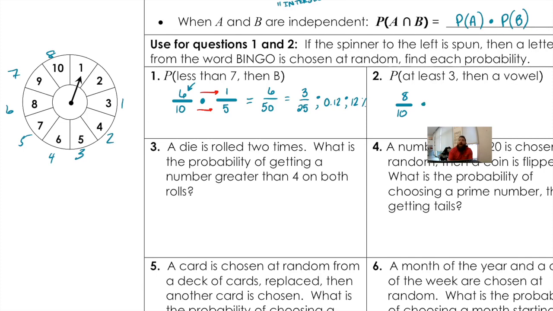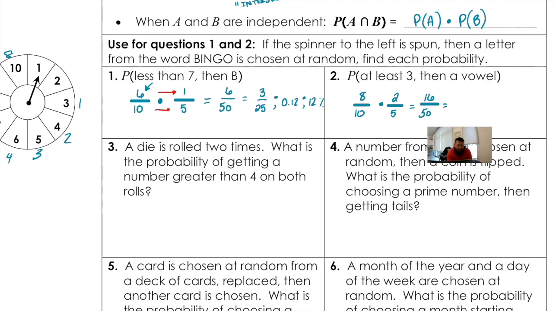There are 2 vowels in the word bingo, so I and O. So we got 2 out of 5 total outcomes. Again, we're just multiplying straight across. So 8 times 2 is 16. 10 times 5 is 50. Reduce that fraction, and we get 8 over 25.